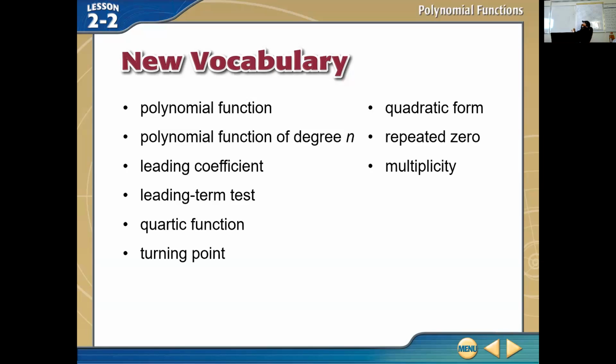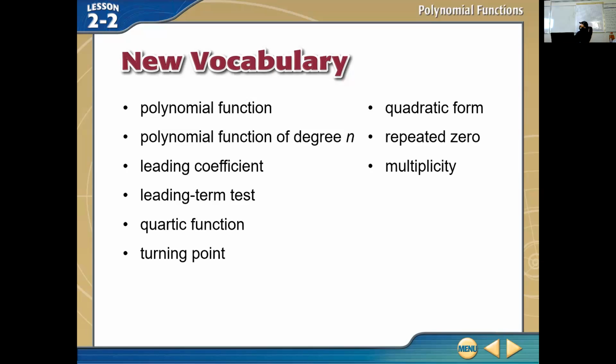But looking at today, here are your new vocabulary. Okay, we have a polynomial function. We have a polynomial function of degree n. That's just a polynomial function that hasn't been stated the highest degree yet. The leading coefficient, the leading term test, a quartic function, which is a polynomial function with the highest degree of 4. A turning point, you guys are more familiar with those being called extrema points. Okay, where the graph goes from increasing to decreasing or from decreasing to increasing.